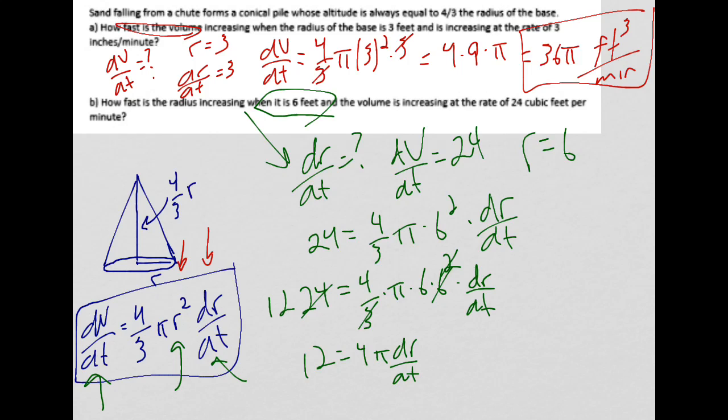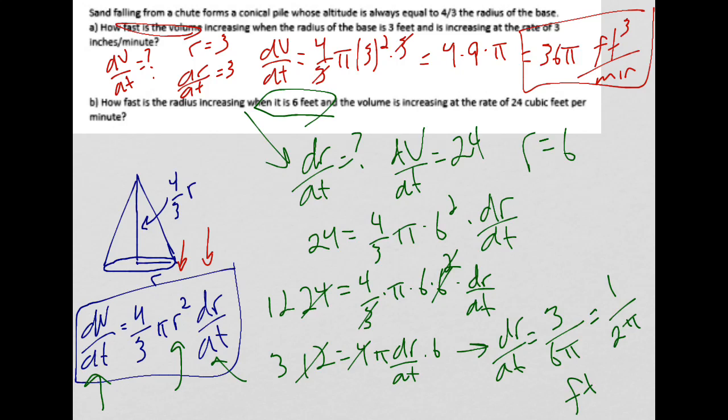Hold on a second, I forgot one of those 6's. So I'm going to divide the 4 into the 12 and get a 3. And now I'm just going to divide both sides by 6 pi. So I get dr/dt equals 3/6 pi, which is going to simplify to 1/2 pi. And I should include my units, and it's feet per minute. So that's my final answer for part B right there.